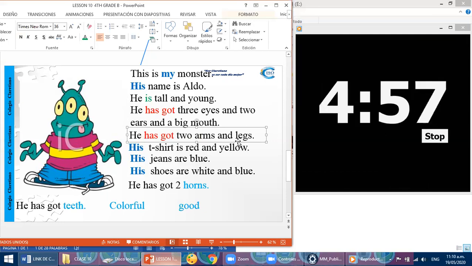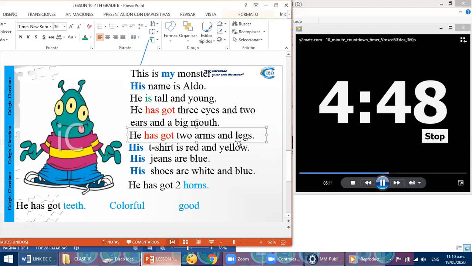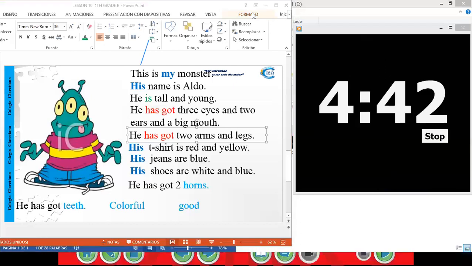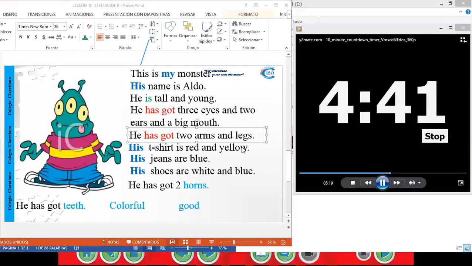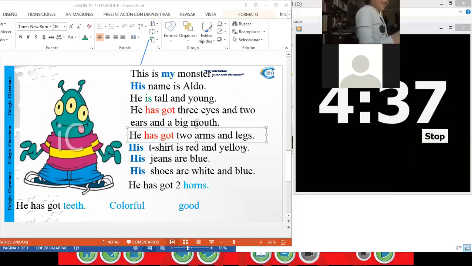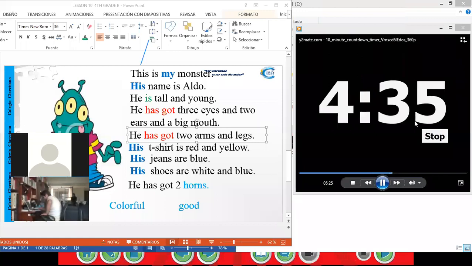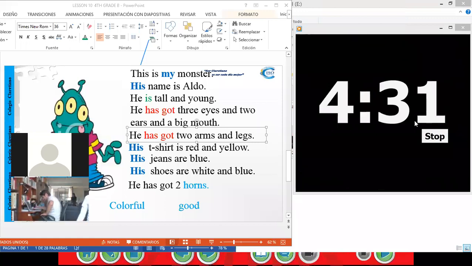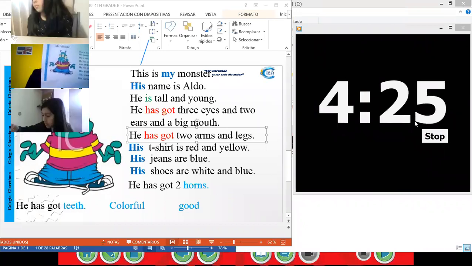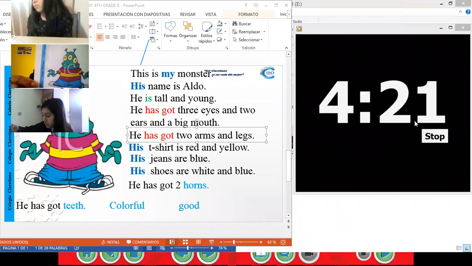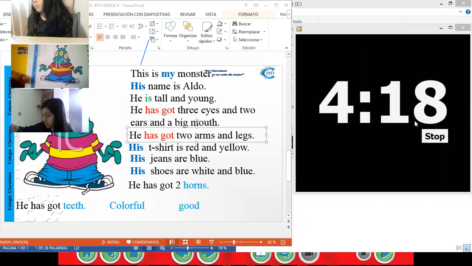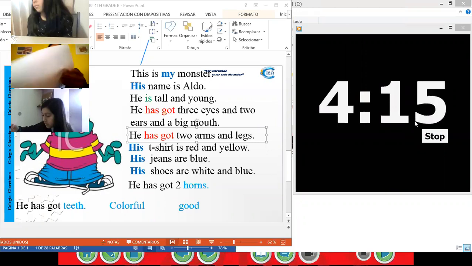Okay, now, if you finish, please, who finished? Raise your hand, please, if you finish, okay? Okay, Valentina, pay attention, please. Listen. Sorry, Valentina. Now, if you finish, pay attention. If you finish, look here, pay attention. If you finish, you are going to show me in the camera the picture of your monster. Okay, you show me the picture, and then you read the description.